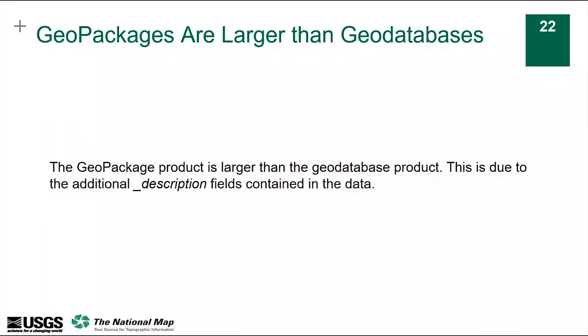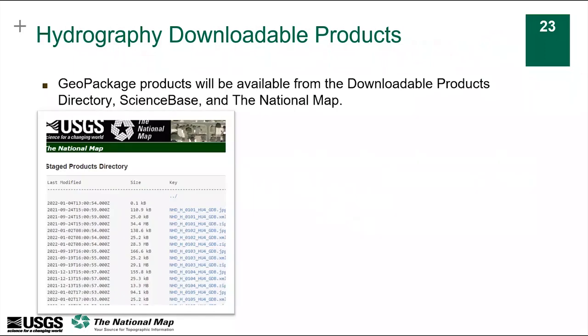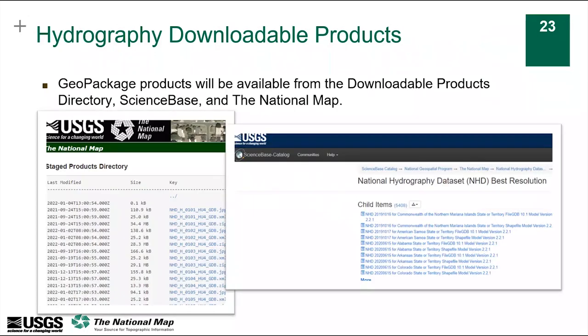All GeoPackage products will be larger than their geodatabase counterpart. This is due to the additional description fields contained in the data. The shapefile format will be the largest of the three. GeoPackage format products will be available from the downloadable products directory, ScienceBase, and the National Map.